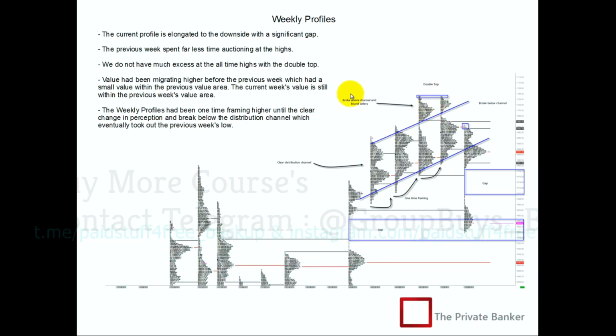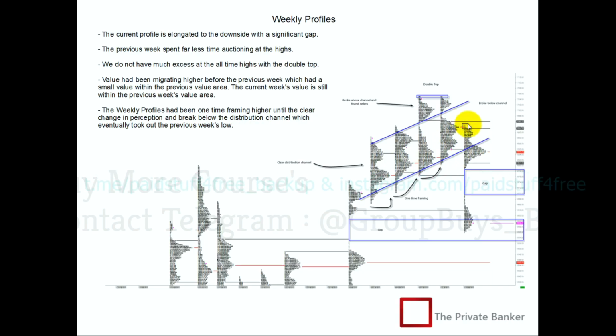We do not have much excess at the all-time highs with the double top in place. So, of course, this is obviously important information. Value had been migrating higher before the previous week, which had a small value within the previous value area. The current week's value is still within the previous week's value. So we've got overlapping occurring there.